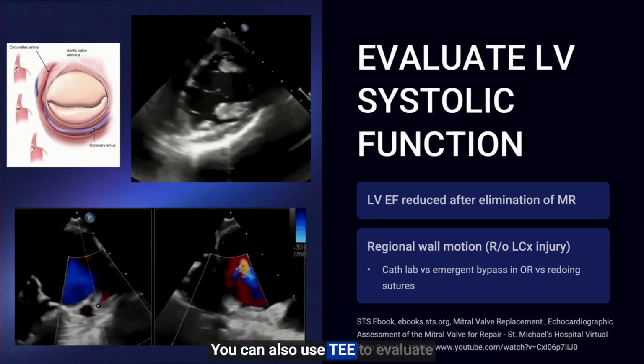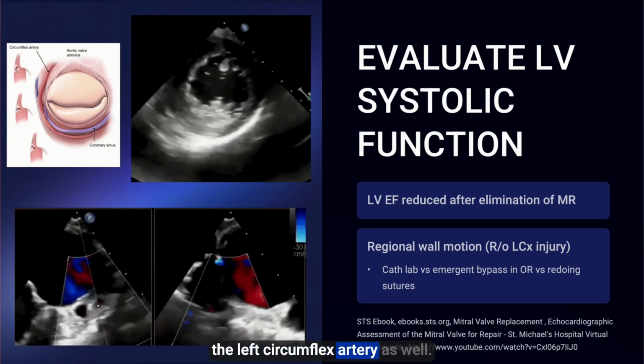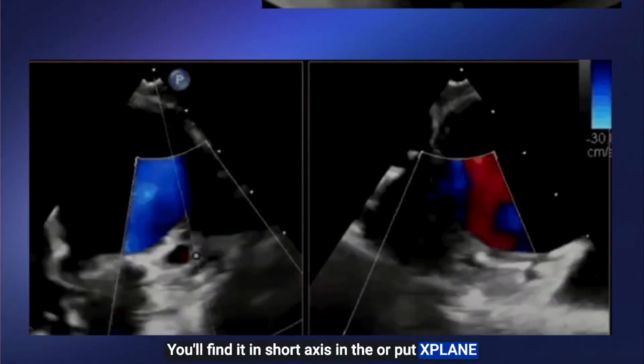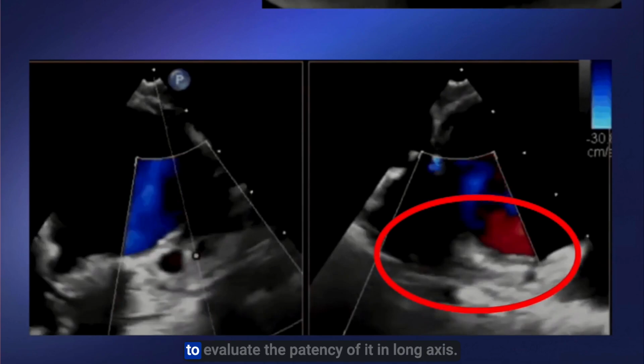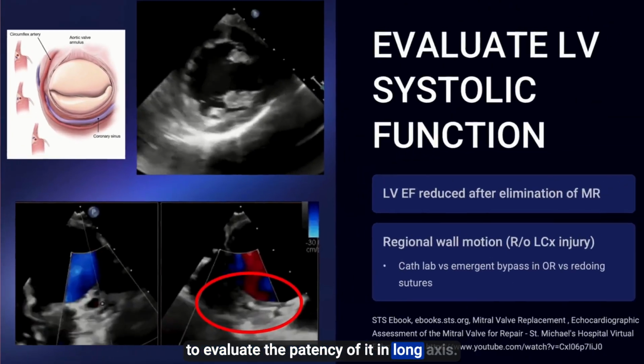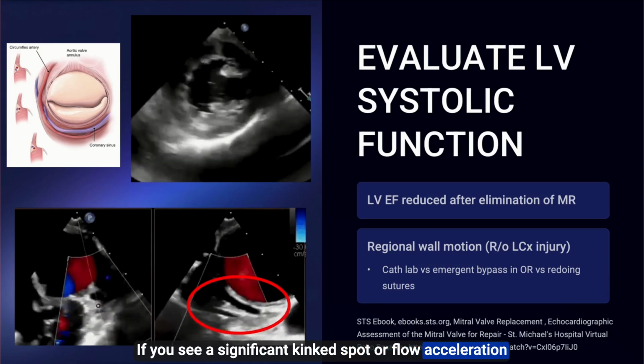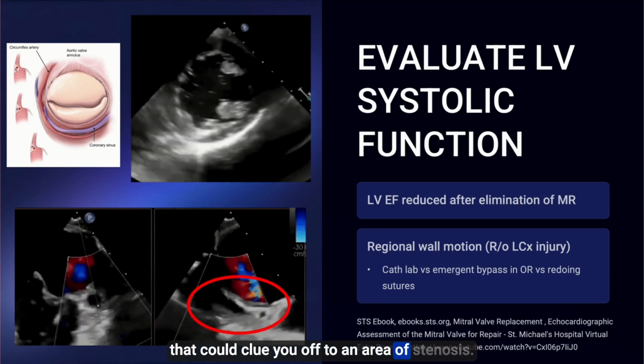You can also use TEE to evaluate the left circumflex artery as well. You'll find it in short axis in the OR, put X-plane through it, and then you should be able to evaluate the patency of it in long axis. If you see a significant kink spot or flow acceleration, that could clue you off to an area of stenosis.